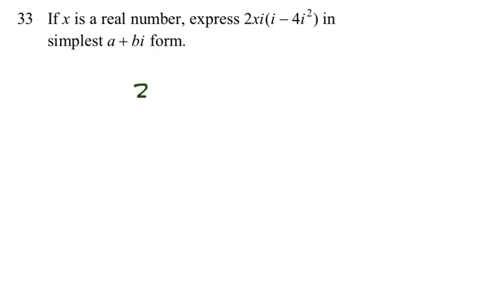Now, in this case, I just have to distribute 2x i and negative 4i squared. Then my first term becomes 2x i squared. Next one is negative i to the third power times x. So then i squared is equal to negative 1, so that's why we get negative 2x. i to the third power is negative i, so that's why the negative becomes positive 8ix.